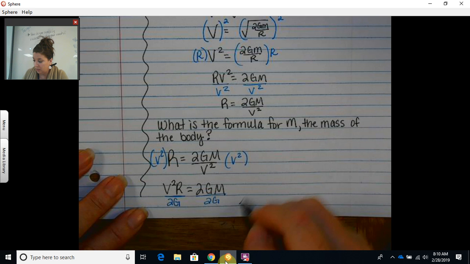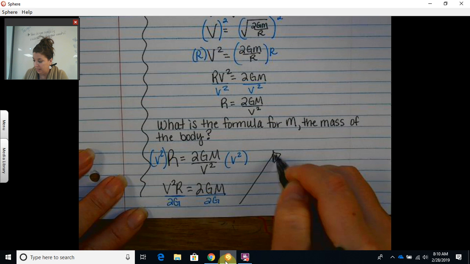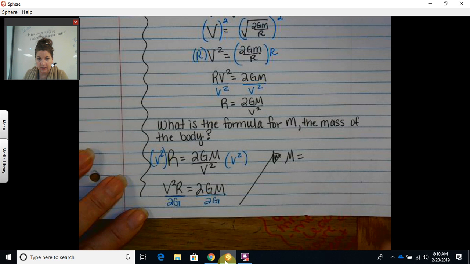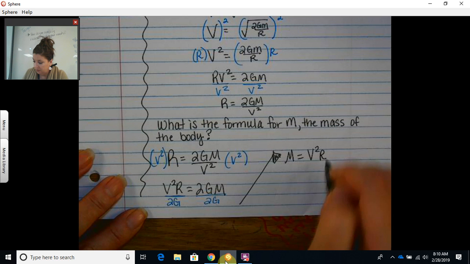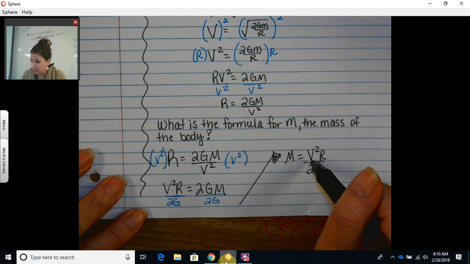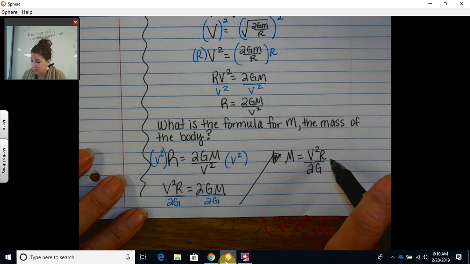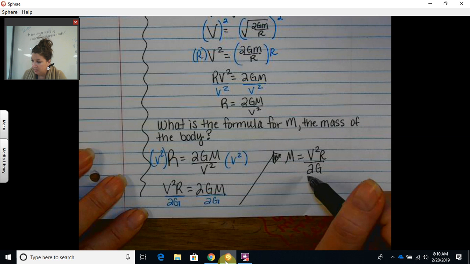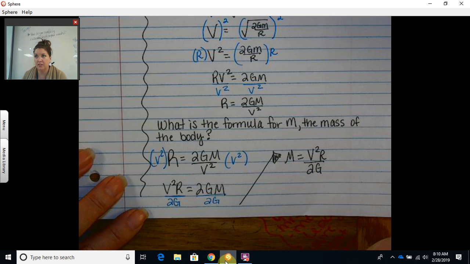So I like to put my isolated variable on the left. And on the right, can it cancel or reduce? No. So I just have v squared r divided by 2g. If I want to know the mass of the body, I take the initial velocity, square it, multiply that times the radius, take that whole quantity, and divide it by 2 times the gravitational constant. Easy. And then we will know how to calculate the minimum speed needed for an object to break free from the gravitational attraction of a massive body. See, just like that.